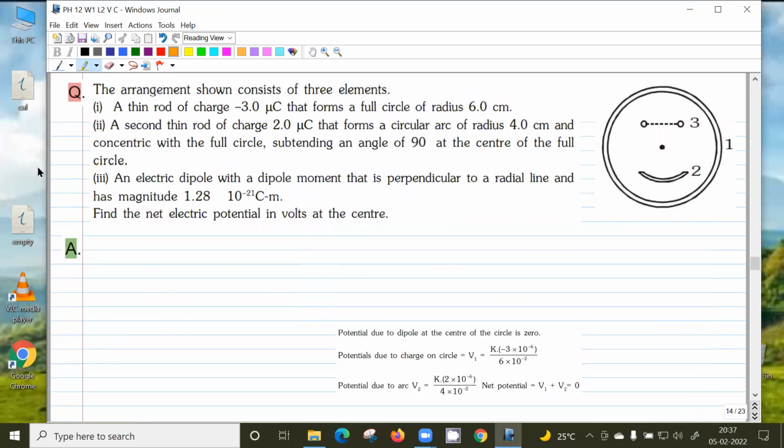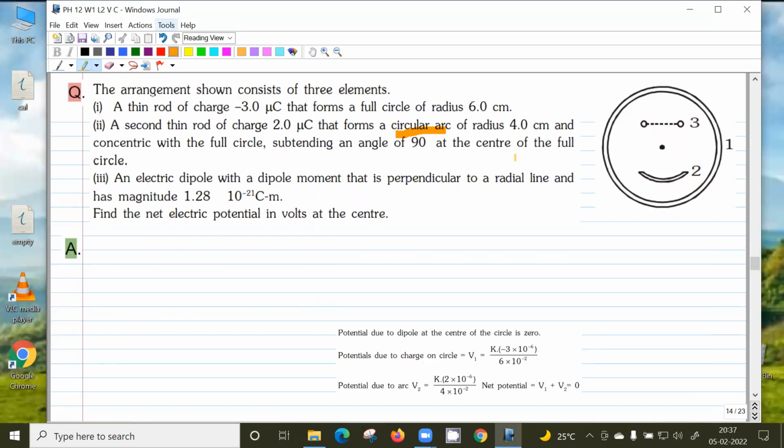The arrangement shows 3 elements. Can you see the 3 elements? 1, 2, and then 3. A thin rod of charge -3 microcoulomb forms a full circle. So the first part is the full circle, a ring sort of a thing. Second is a thin rod, but it's a circular arc, a part of a circular arc.